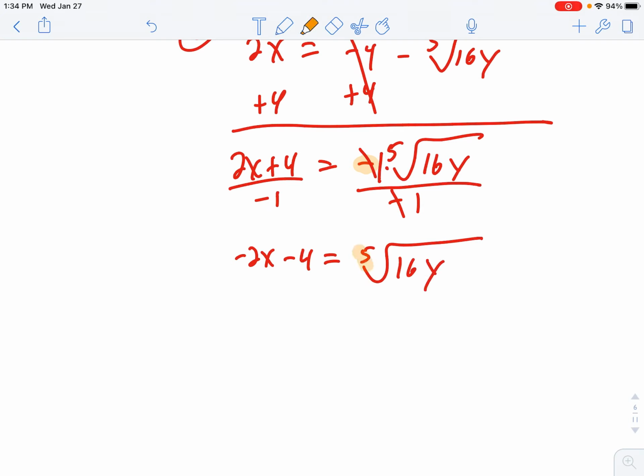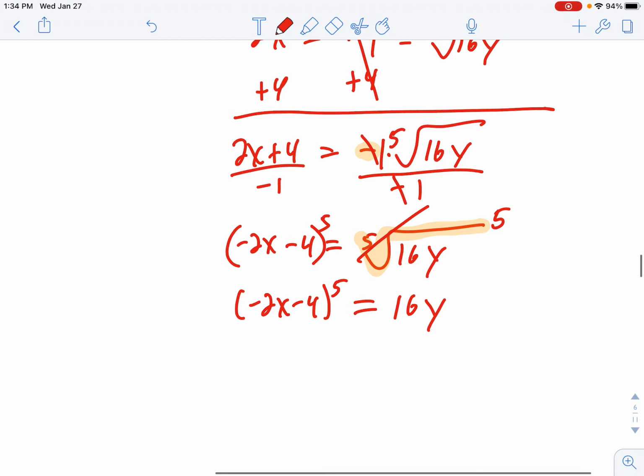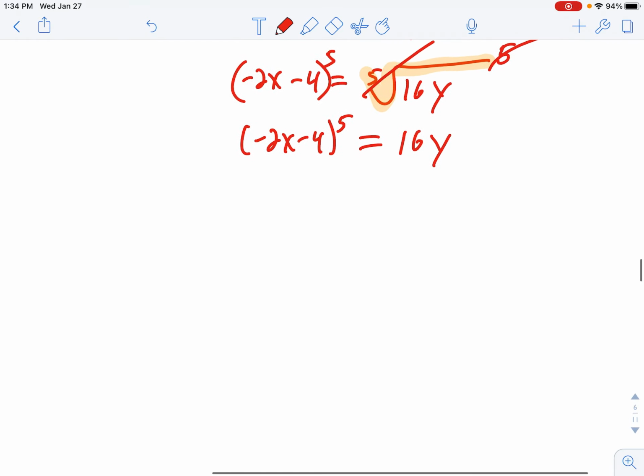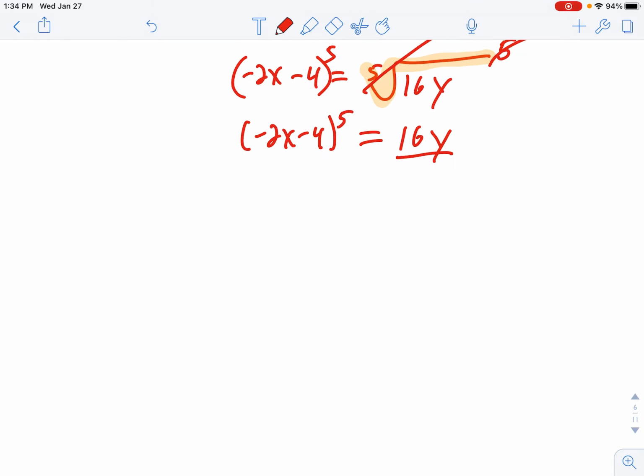Now, I want to cancel out the 5th root. I can do that by raising to the 5th power, which means I have to raise this side to the 5th power. So (-2x minus 4) to the 5th power equals 16y, because these cancel out. Is the 16 isolated? Not yet. I mean, is the y isolated? Not yet. I have to divide by 16.